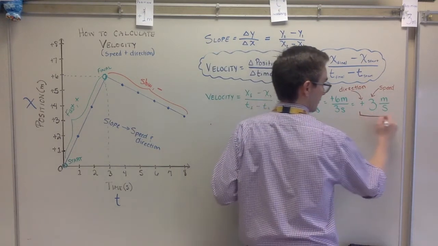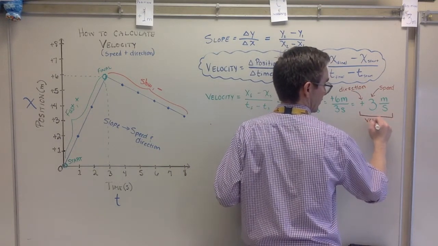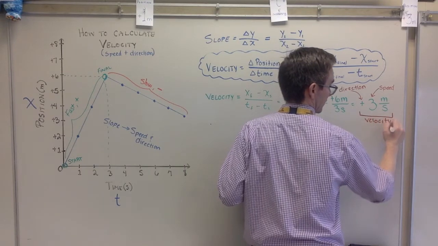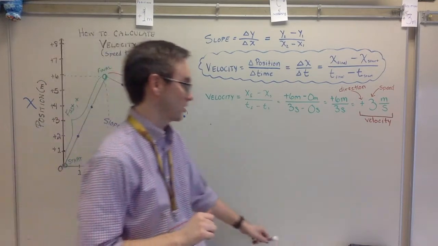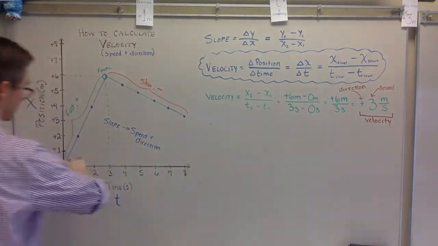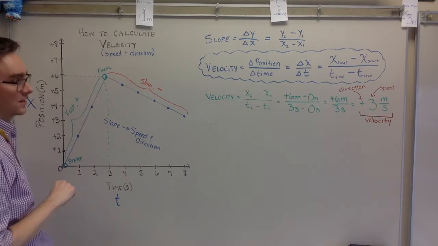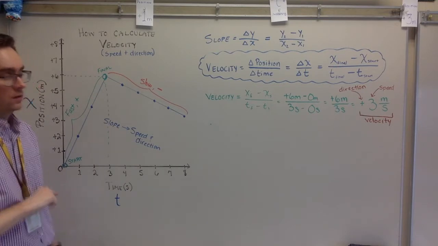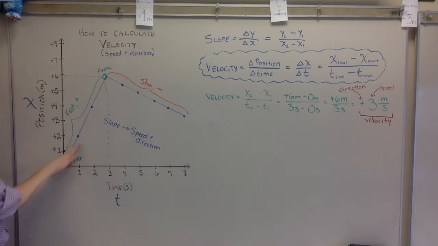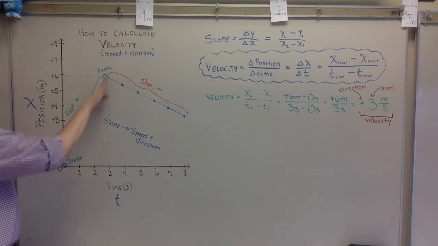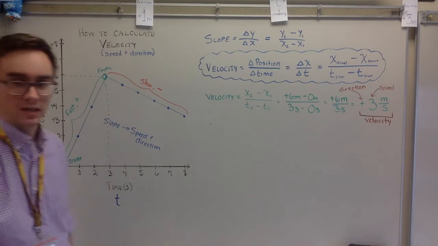This together is my velocity. A velocity is a speed and a direction. So at this part right here, the green, it's going a velocity of 3 meters per second. And it's a straight line, which means it's constantly going 3 meters per second. Every second, it's going 3 meters.